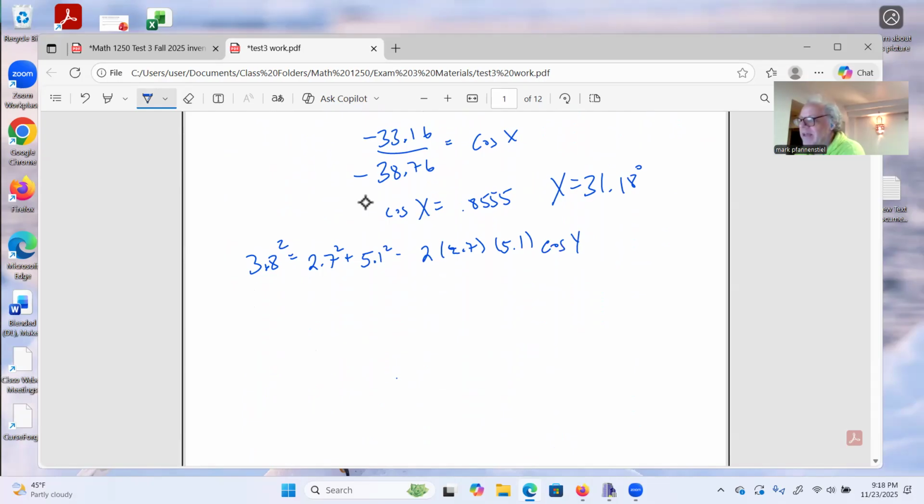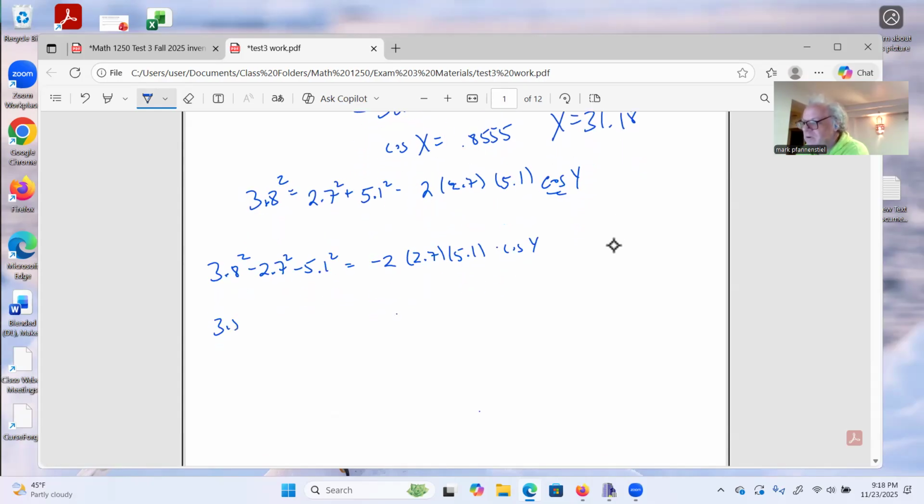So we have to figure out what that is. We're solving for cosine y at this point. So that's going to be 3.8 squared minus 2.7 squared minus 5.1 squared. I'm just moving these to the other side of the equation. This is equal to negative twice 2.7 times 5.1 times cosine of y. Let's divide. So this is 3.8 squared minus 2.7 squared minus 5.1 squared, all divided by negative 2 times 2.7 times 5.1.